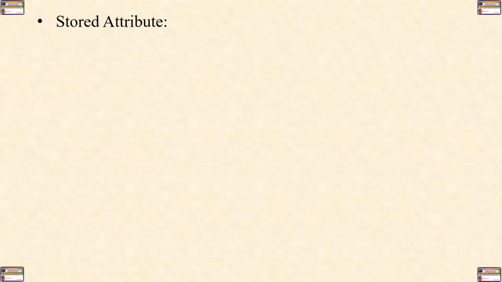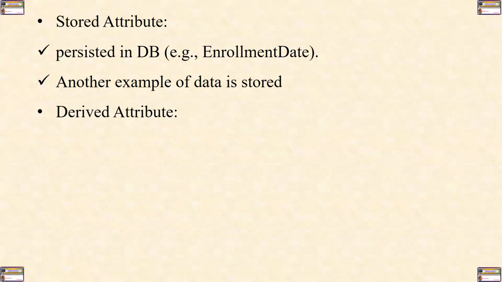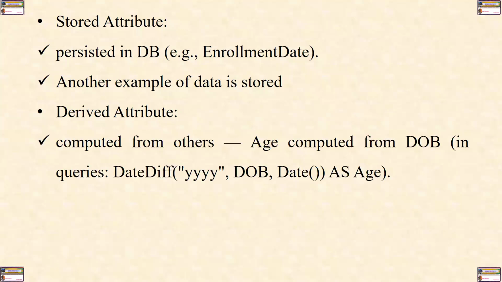There is also what we call the stored attribute. So it is persisted in database management systems, like enrollment date, date of birth. Another example of data is the one which is stored. We have what we call derived attribute. It's computed from others, like balance. You can also compute the age from subtracting the date of birth from the current date, or current date from the date of birth. You also have the age, which can also be derived.